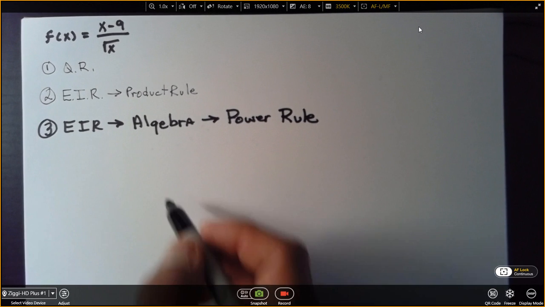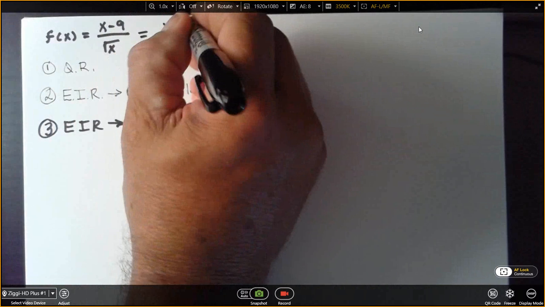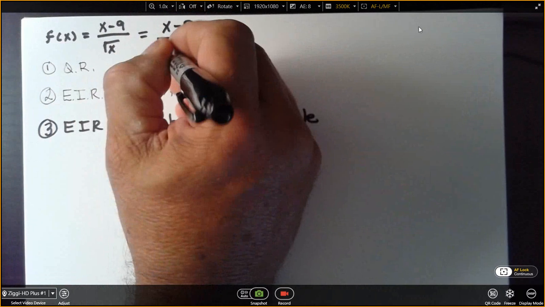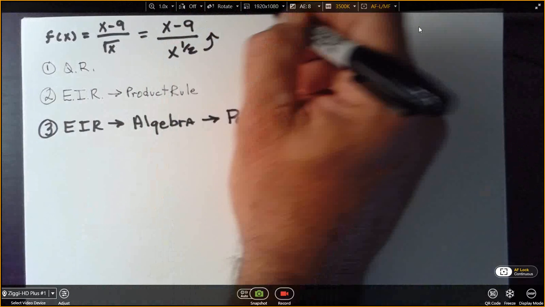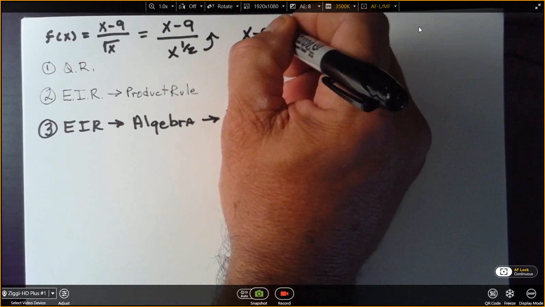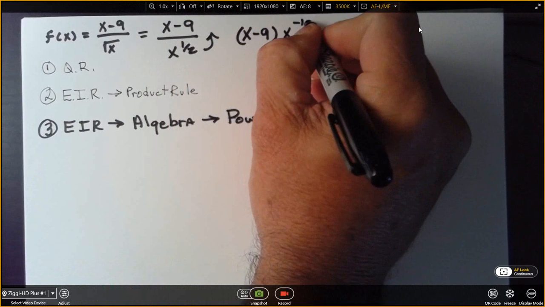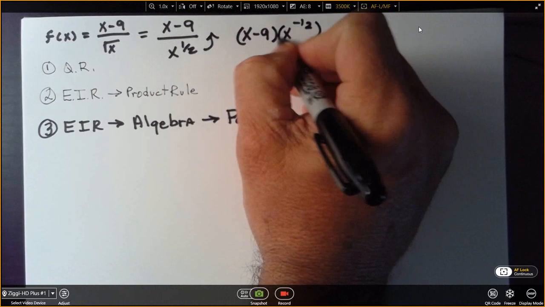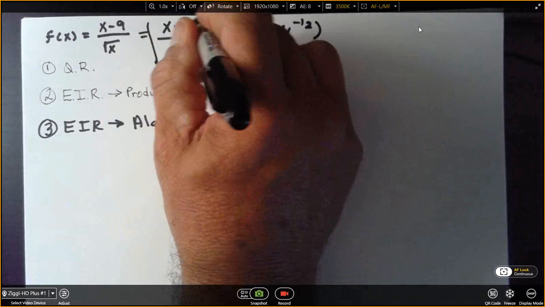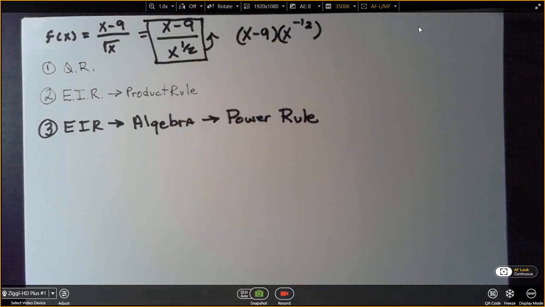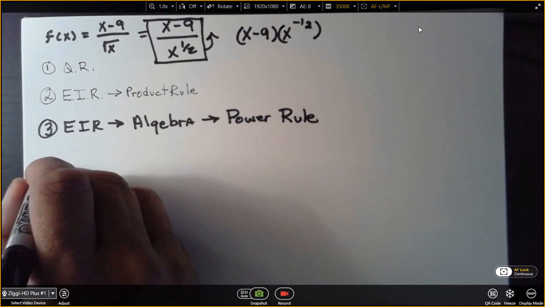If I was to bring this up, first of all, I'd change it to a rational exponent. Bring that upstairs, it's going to be x minus 9 times x to the negative 1/2 power if I wanted to use the product rule. But right now we're going to use this, that's for the quotient rule. So the quotient rule says, first, I'm going to do the denominator.